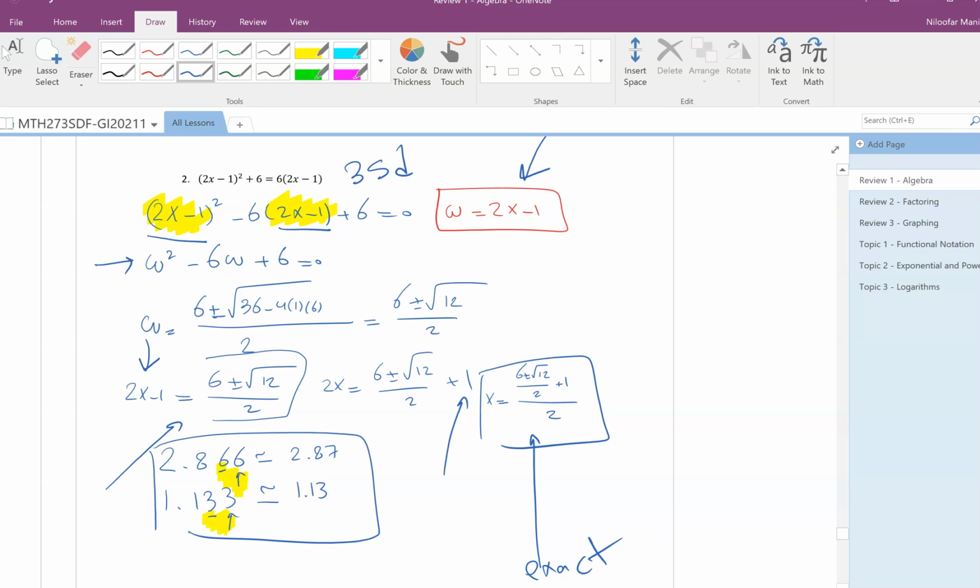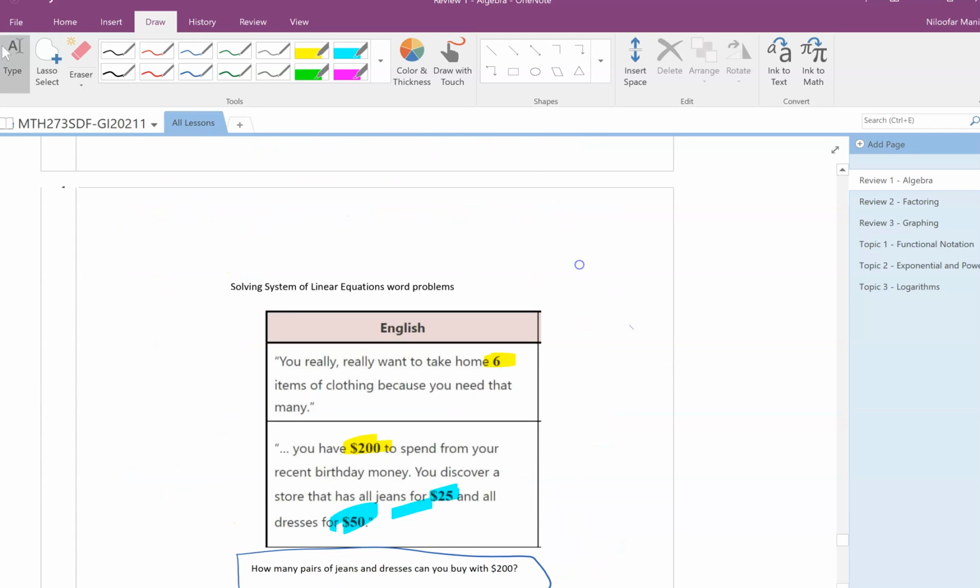That's x. You also can, from the beginning, use your calculator to find w and then add 1 and then divide it by 2. But remember, round at the end, not in the middle. Okay? The next thing you can do is word problems.